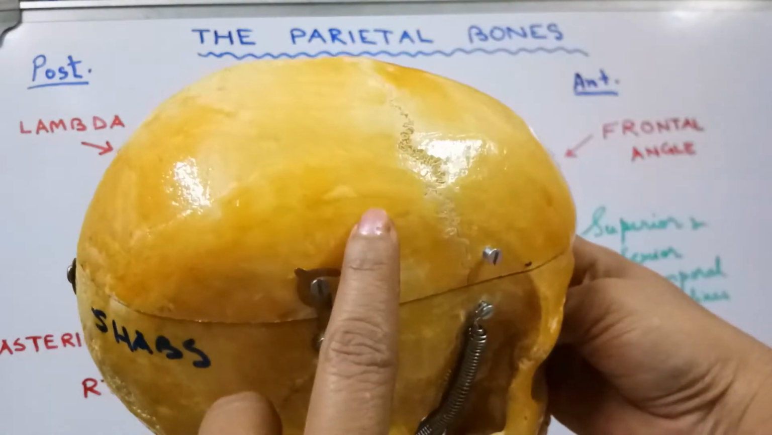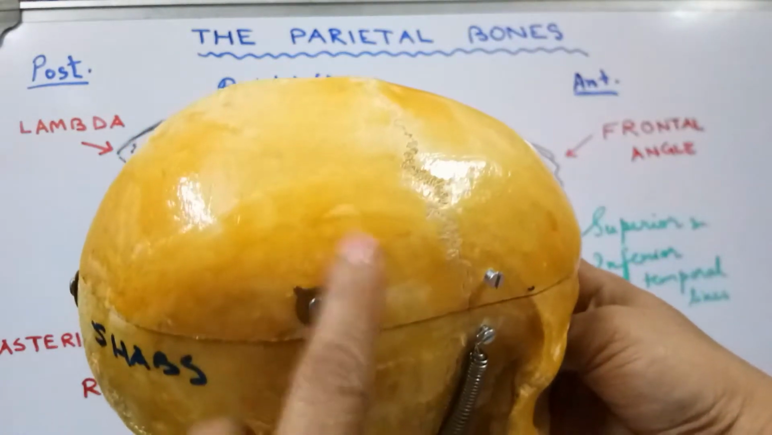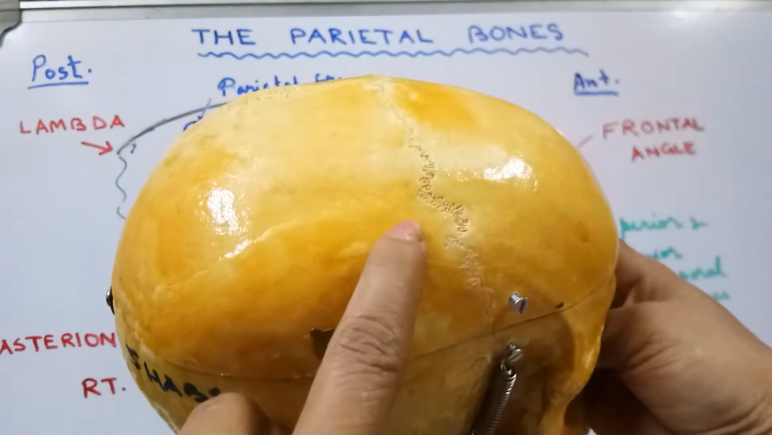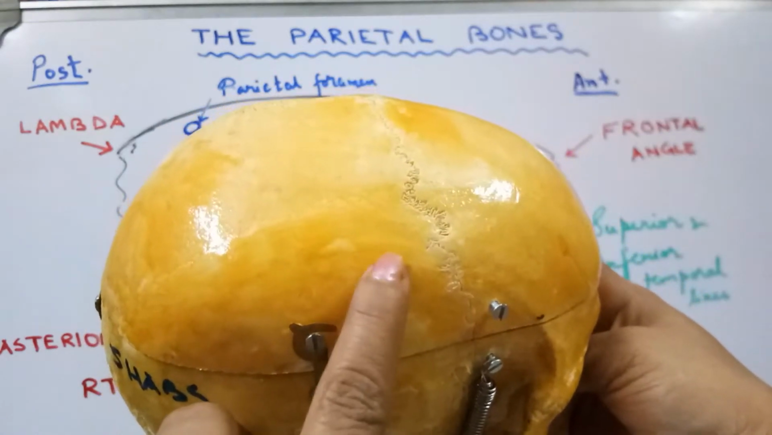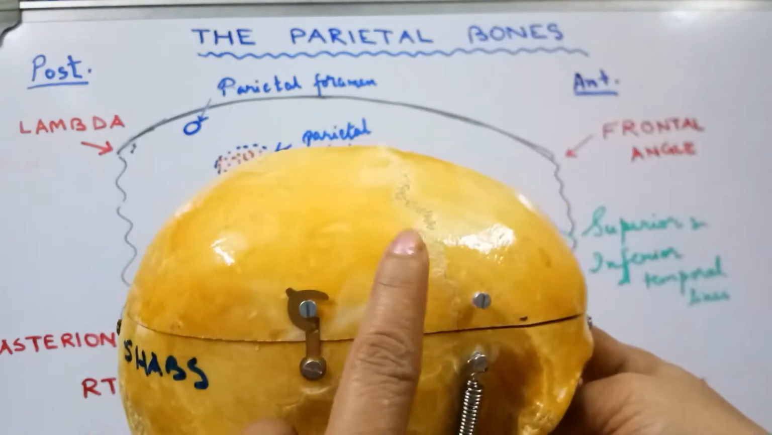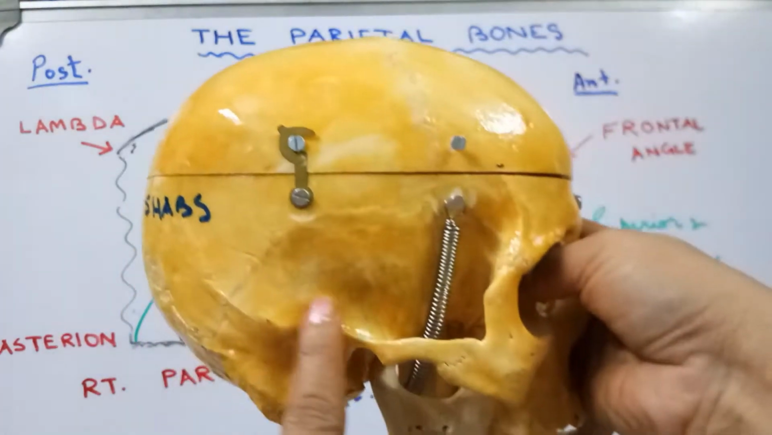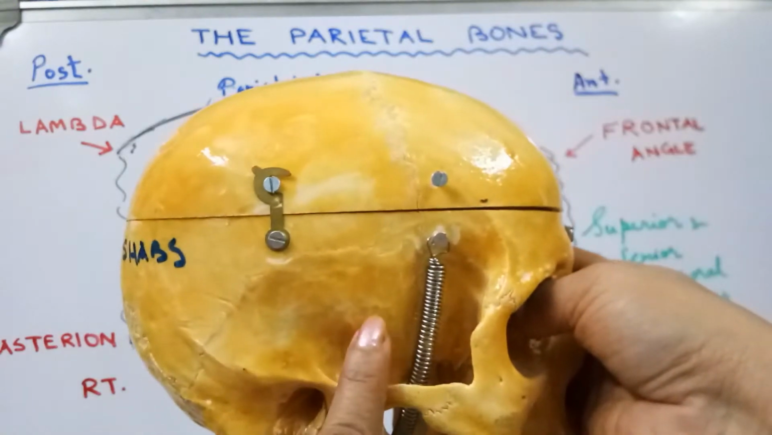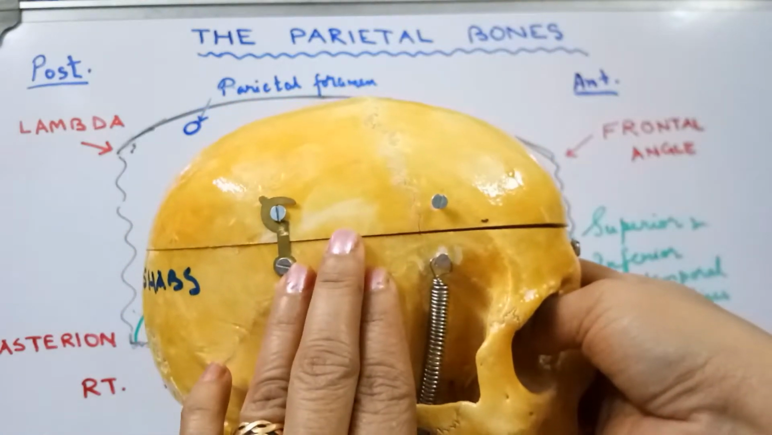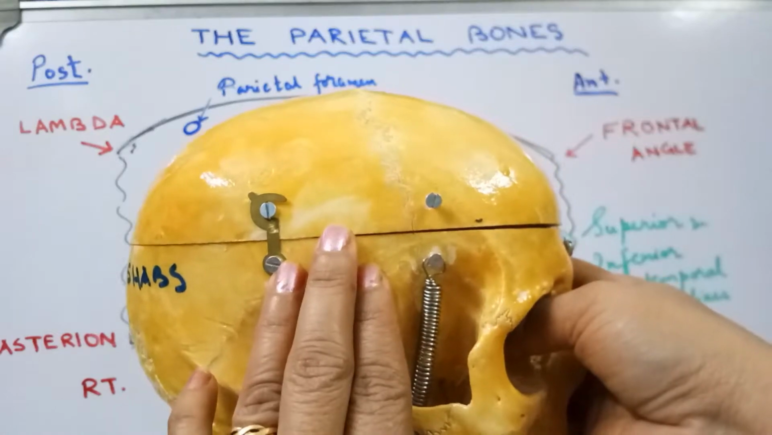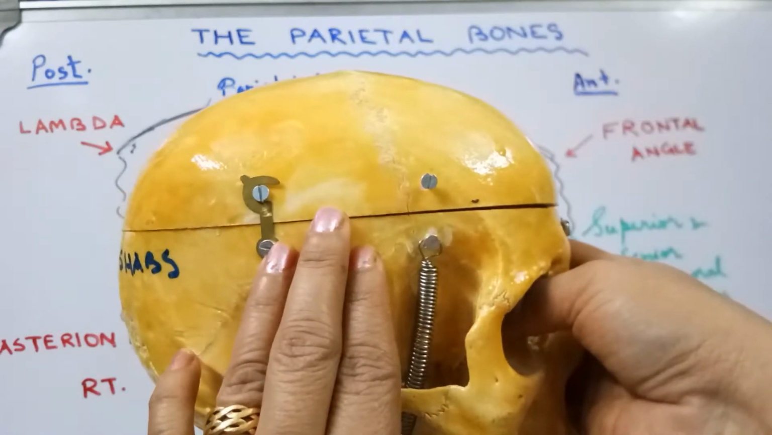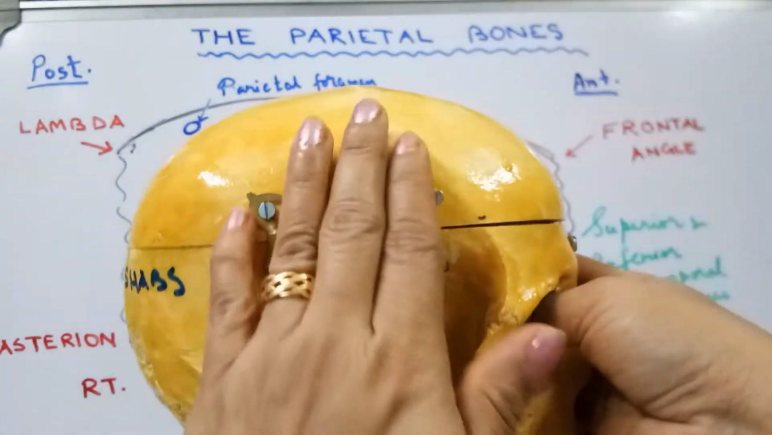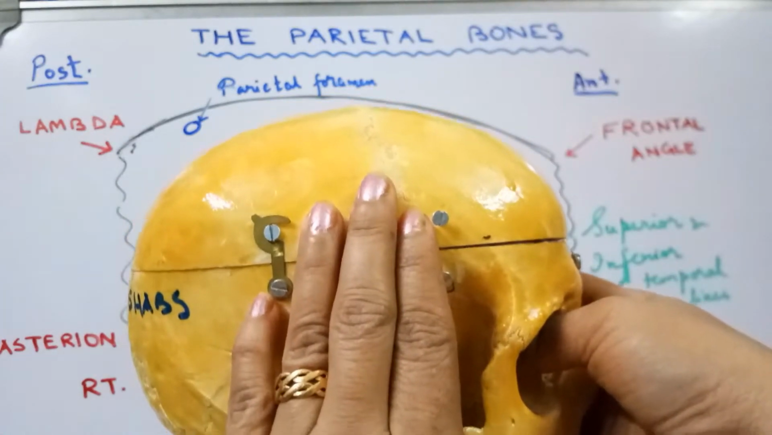So here we can see this is the parietal bone, and we can see the two temporal lines. This is the superior temporal line and this is the inferior temporal line. The area of the bone below the inferior temporal line forms the floor of the temporal fossa. This temporal fossa gives origin to the temporalis, which is a muscle of mastication that helps us in chewing. And this muscle will be covered by the temporal fascia.